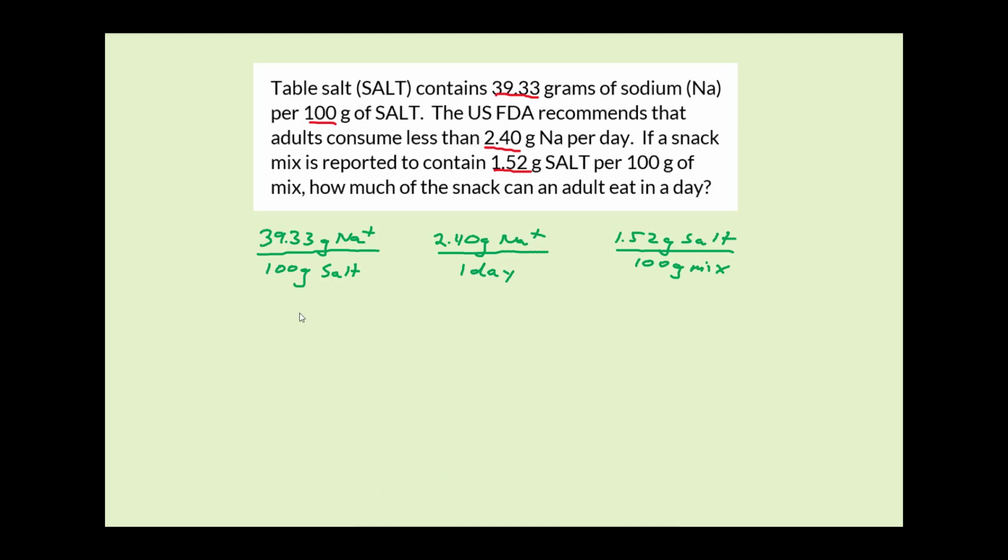Keep in mind that the way we solve these types of dimensional analysis problems is to ask ourselves three questions: where are we starting, where are we going, and how are we getting there? Let's answer first the where are we going? It says we need to know how much snack mix we can eat in a day. So the units of our answer should be in grams of mix per day.